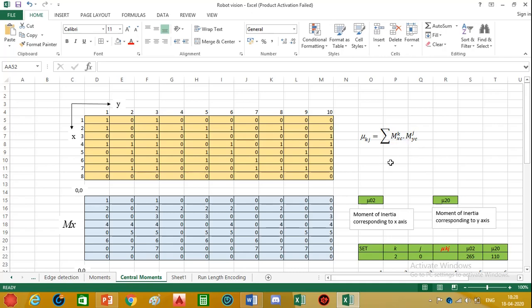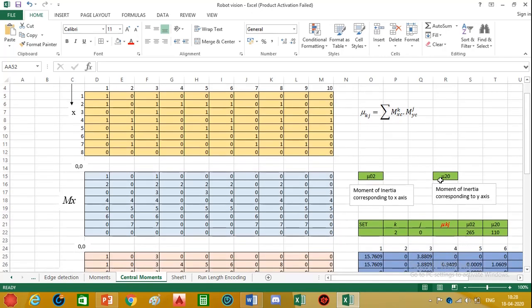Now we will find out the second order central moments mu02 and mu20, because the second order moment mu02 represents the moment of inertia corresponding to x-axis and mu20 represents the moment of inertia corresponding to y-axis.